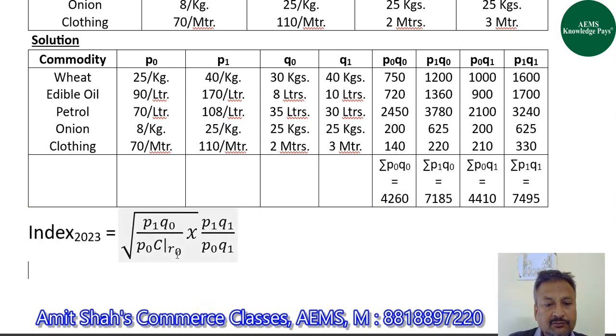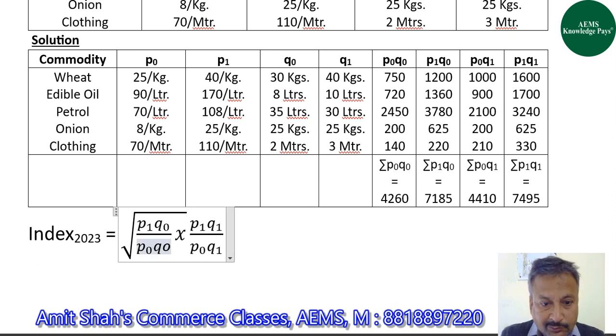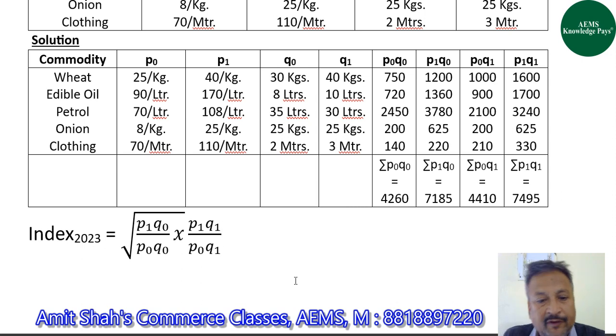Can you see this, guys, now? So this is the index given by Fisher, that is the square root of P1Q0 divided by P0Q0, multiplied with P1Q1 divided by P0Q1. So this is what he has done.